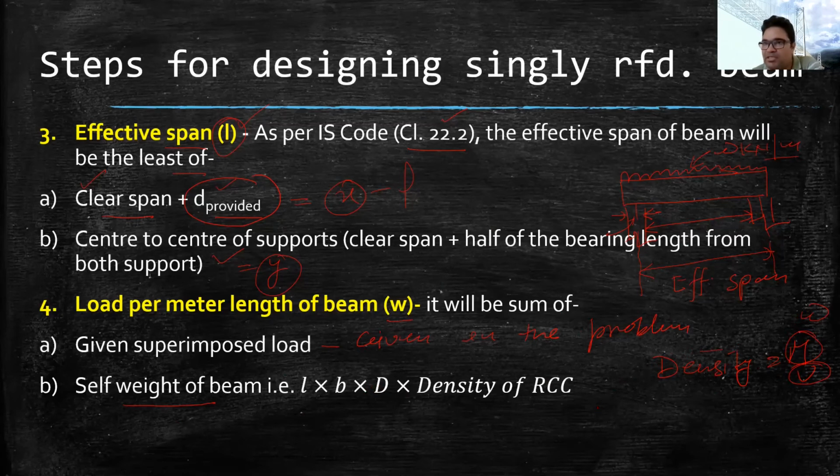I have already mentioned in the previous lecture that density of RCC will be taken as 25 kilonewton per meter cube, and volume of the beam will be taken as L into B into D. So L here will be taken as 1 meter because we are supposed to find out the load per meter length. So L will be by default 1. B we have calculated in step 2. D also we have calculated in step 2. So by using this equation, we will be able to find out the self weight of the beam. So this is our step 4.